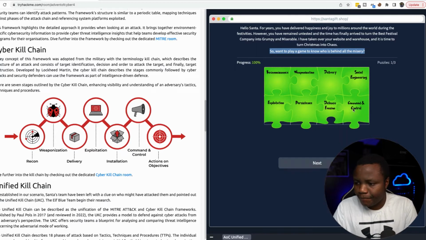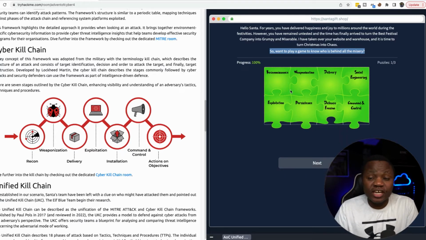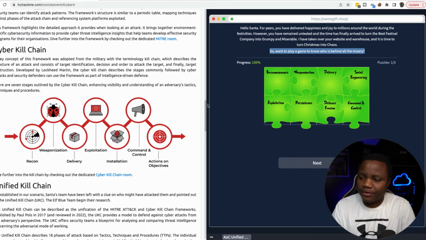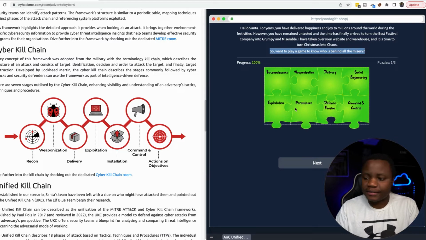All right, so we completed the first challenge here, just going through the cyber kill chain. This is what an attacker would normally do. These are the stages that will help us stop them at any of these steps here.